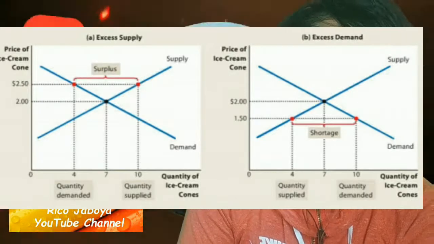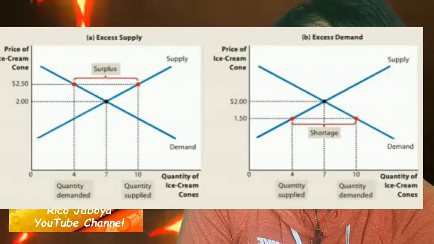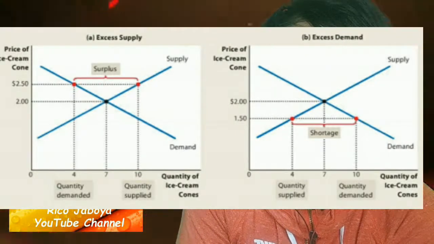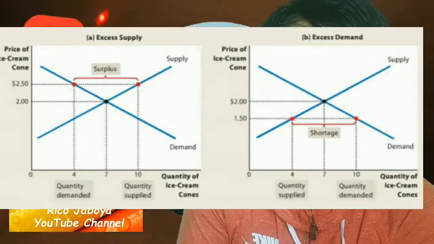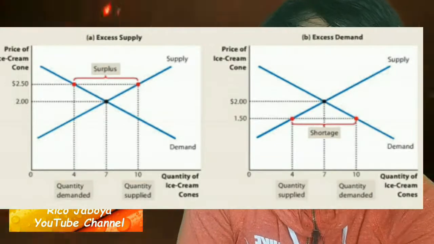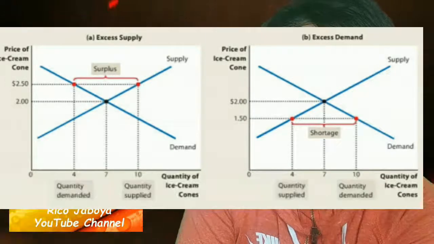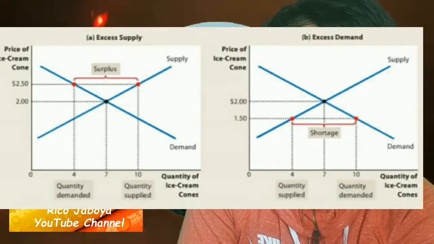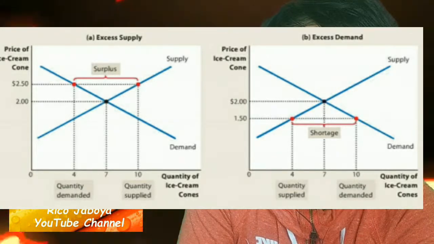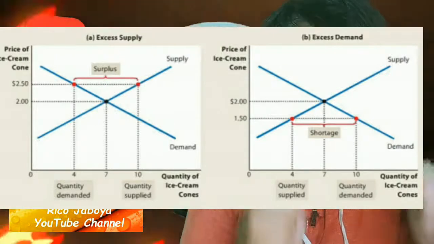Yung surplus, sobra. Sobra yung supply. Alright? Kasi yung demand niya, hanggang doon lang. So, 4. Sa surplus na graph na yan, kung makikita nyo dito sa kaliwa. Pero dito sa kanan, kung makikita ninyo, shortage. Kasi, baliktad yan, kabaliktaran. Shortage, ibig sabihin, mas marami ang gustong bumili. Kaso nga lang, yung supply natin, konti. Alright? So, that's what we meant by that. Okay?